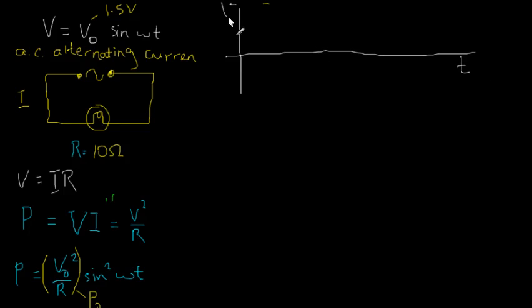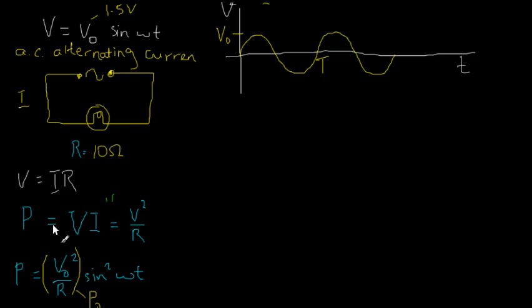Now we know what the voltage graph looks like. It's a sine function, so it looks like this. It goes up, down. That's the period T, and that's the peak voltage V0. And we also know how voltage and P are related. And in the last video, I explained how to find the average power.